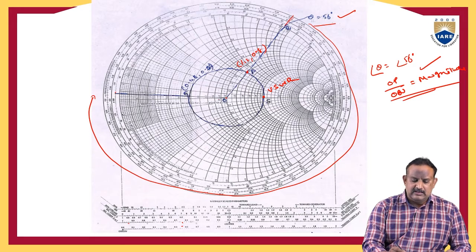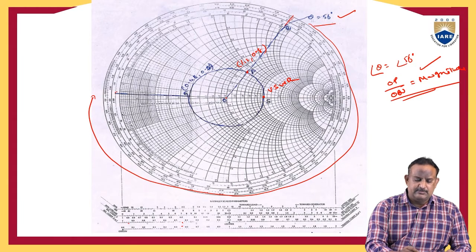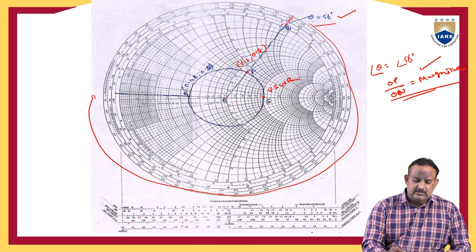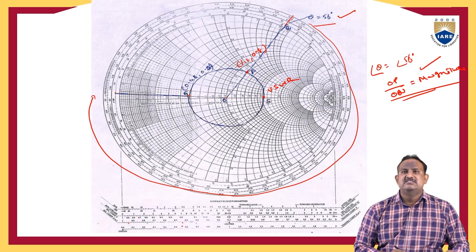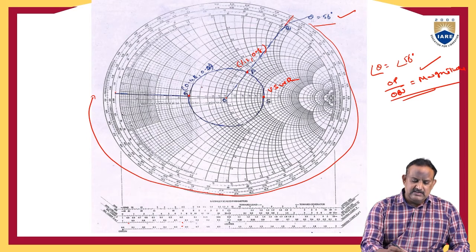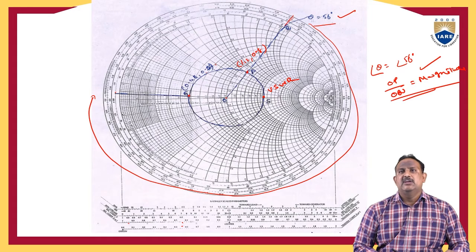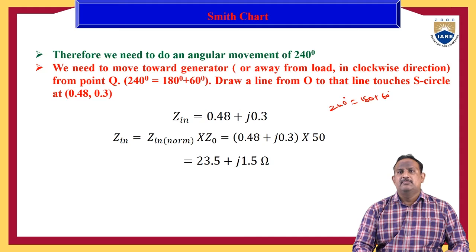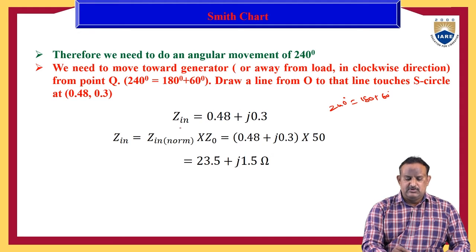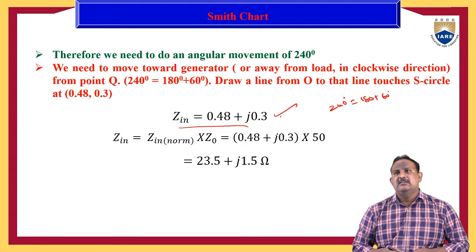Now extend a line from the origin to that point. This line touches the circle at a point G. The coordinates of the point G are 0.48, 0.03. Therefore, the normalized input impedance equals 0.48 plus j 0.3.